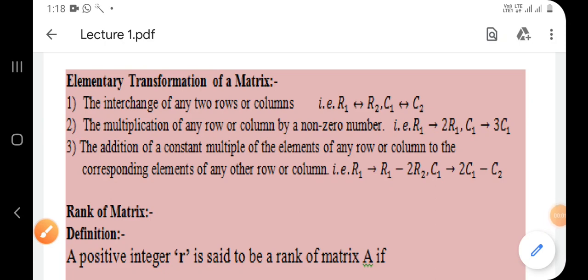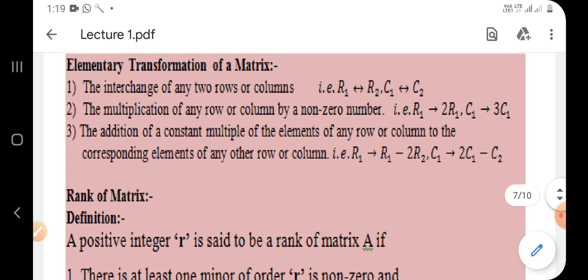And my dear students of first year, let us turn towards the actual concept of matrix, that is the rank of a matrix, we have to study. But before that, let us just revise the elementary transformations of a matrix. We know that row transformations and column transformations are the elementary transformations used in matrix.